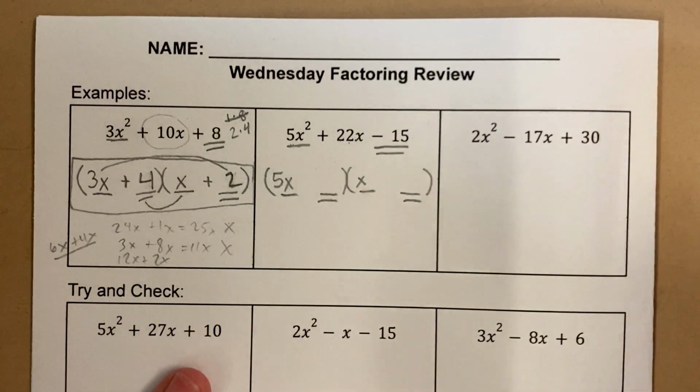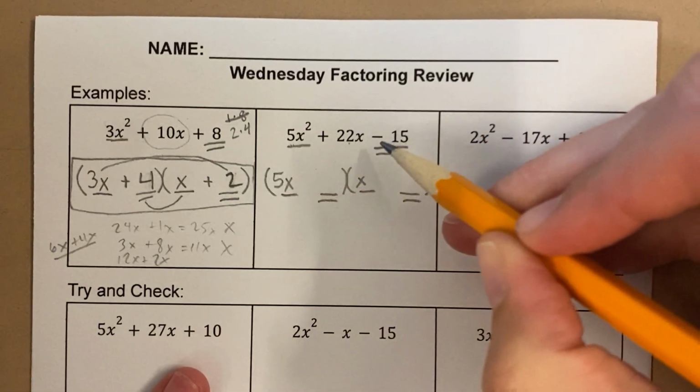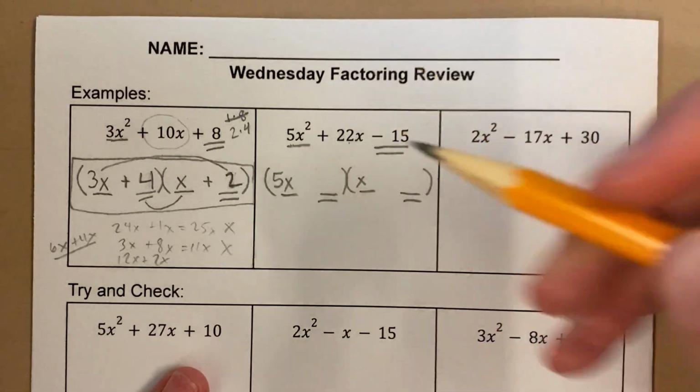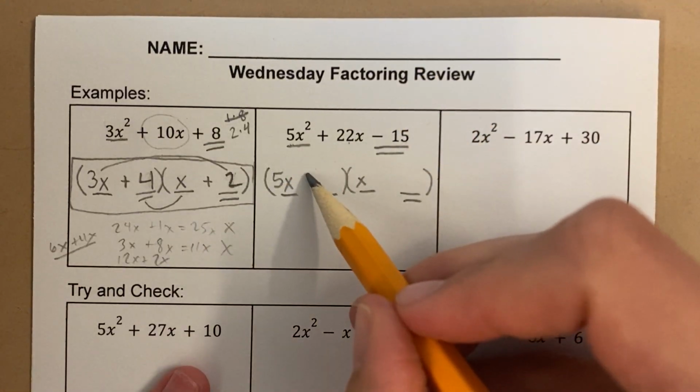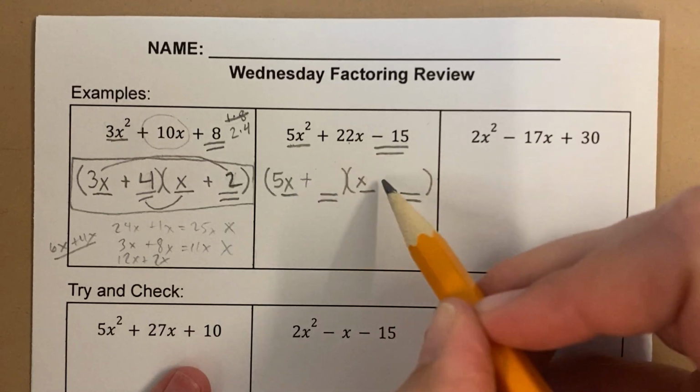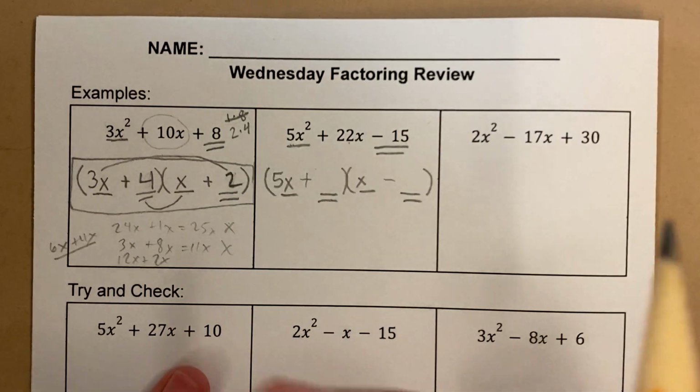Now, these two numbers have to multiply to negative 15. Okay? Now, this is tricky because they have to multiply to a negative. So if two numbers multiply to a negative, it's got to be one positive, one negative. Look, I'm going to put a plus and minus sign, but I'm writing lightly now because I might end up having to switch the signs, which is okay.